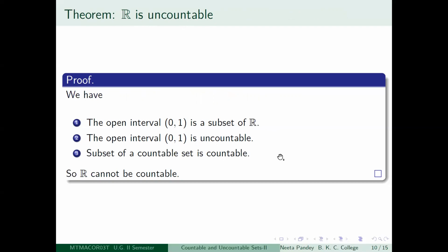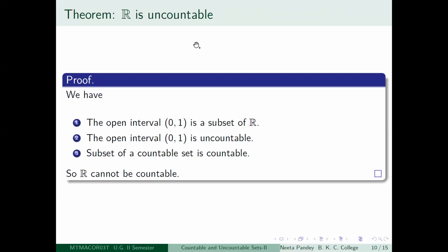Okay, so similar reasoning tells you that the set of real numbers is also uncountable. Same reason, because the open interval (0,1) is a subset of R and the open interval (0,1) is uncountable, and we have already seen in our previous lecture that any subset of a countable set has to be countable. So obviously R cannot be a countable set. Since R cannot be a countable set, that is the meaning of the terminology uncountable. So therefore R is an uncountable set.